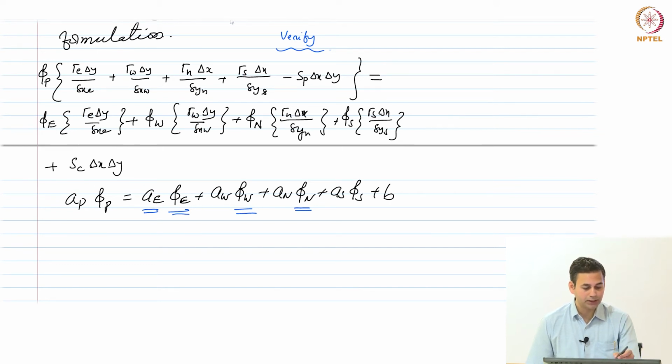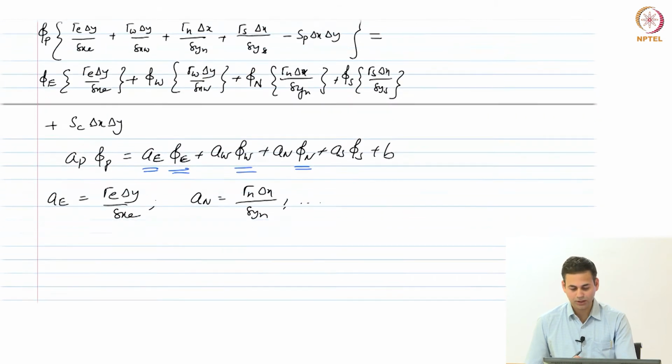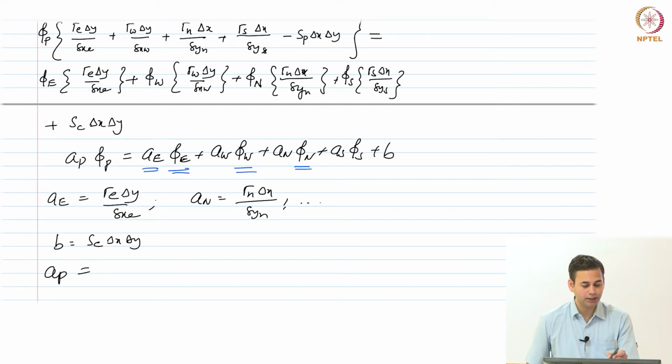Okay. Now, of course, we can explicitly write it down. I am not going to write all of them, but A north is gamma north delta x by del y north, and so on for the other coefficients. And what is B? B is SC delta x delta y. Now, what is AP? AP is, if you look at here, A east plus A west plus A north plus A south minus SP delta x delta y.